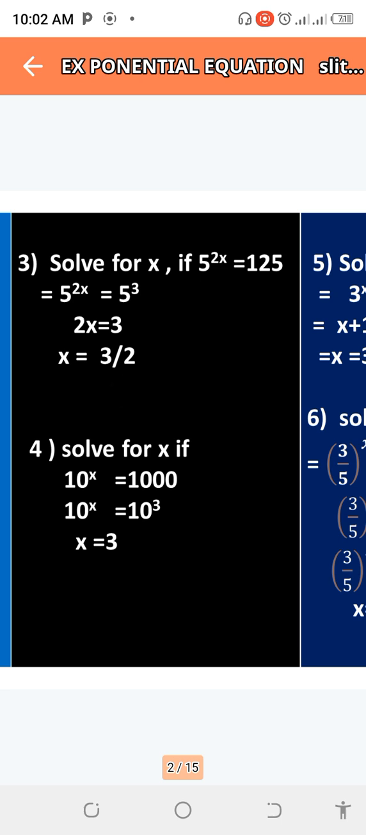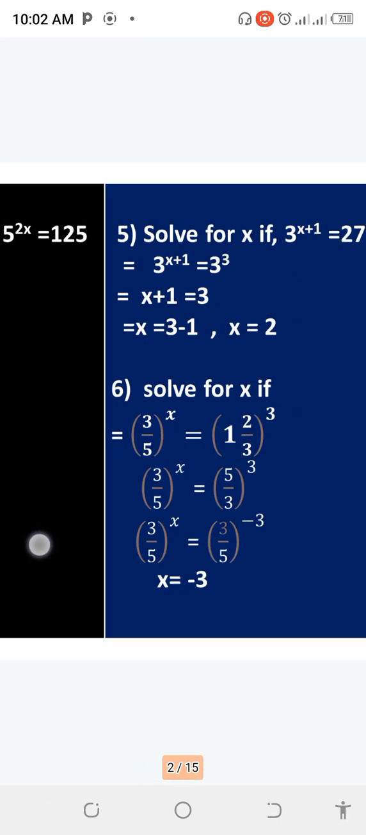Then example 4 says solve for x if 10 exponent x is equal to 1000. Yes, 1000 is in the power of 10, so normally we change them to the same base. It's going to be 10 exponent x is equal to 10 exponent 3, because 10 times 10 is 100, times 10 is 1000. So 10, which is the base, cancels the base, and we are now left with x is equal to 3. And x is equal to 3 is the answer.